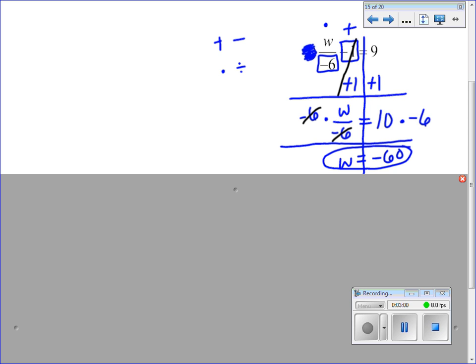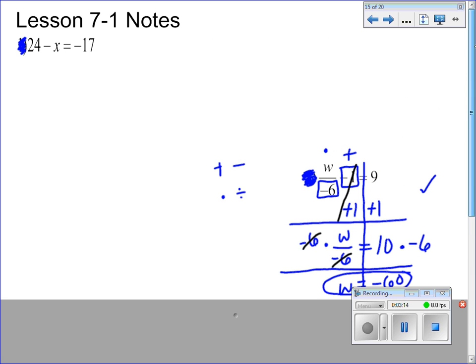And you can double check these if you'd like. Plug the negative 60 in for W. You get negative 60 divided by negative 6, which is positive 10. And then positive 10 minus 1 is 9. So it checks out. Okay, so now let's come back up to this original problem.